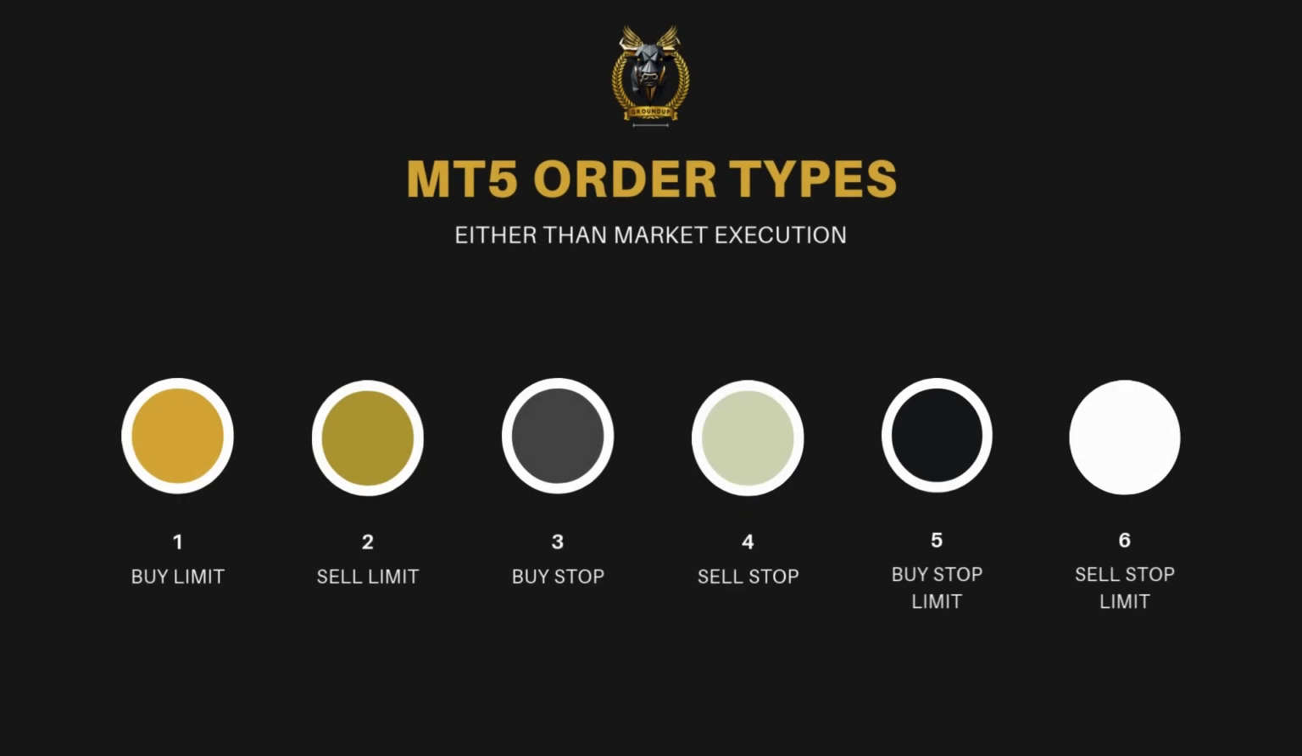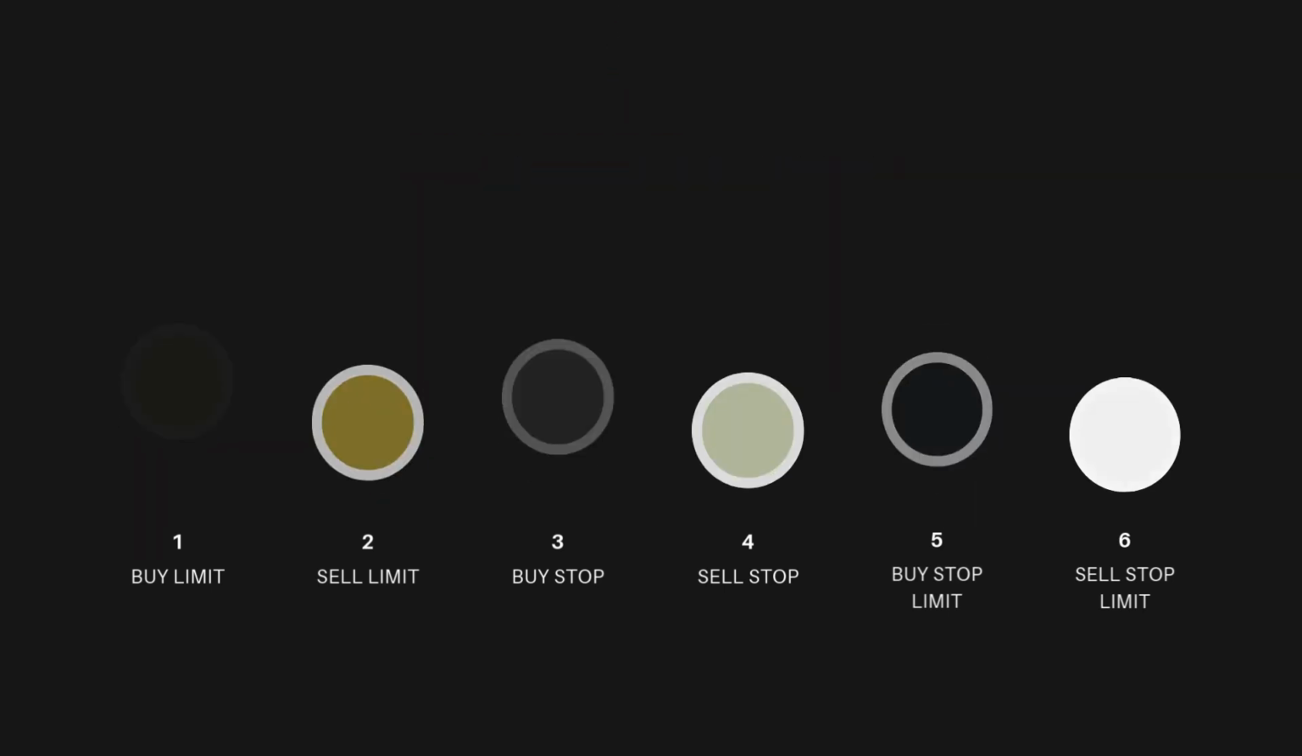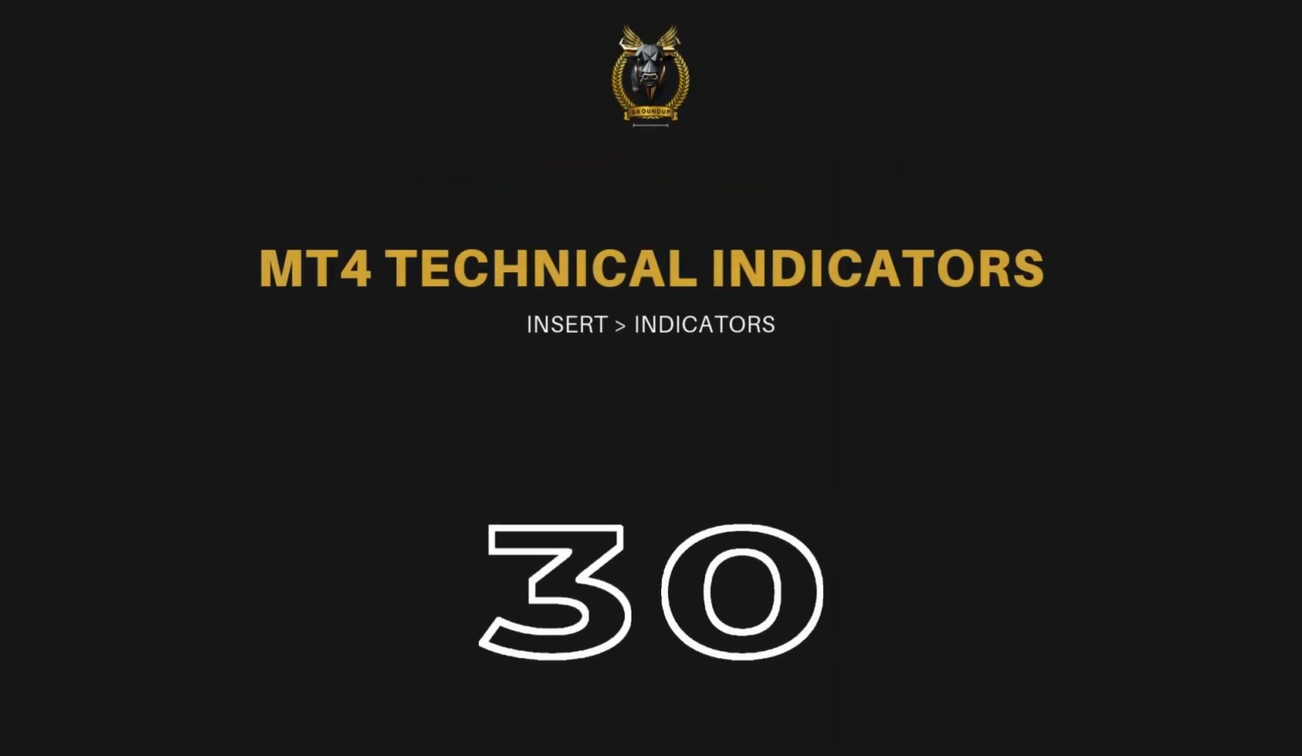MT5 order types, other than market execution. We have 2 more that are added on top of the 4 that are already named, which is buy stop limit and sell stop limit. Now, as I said, I will not cover what these things actually do, but I'm just doing the comparisons between MT4 and MT5. Now let's move on to the next one.